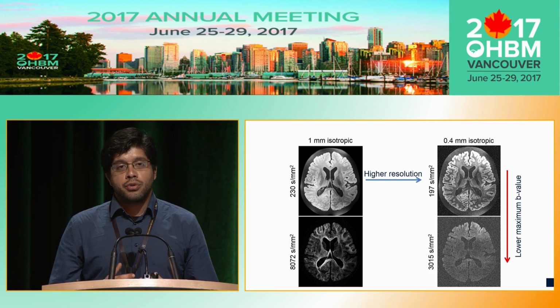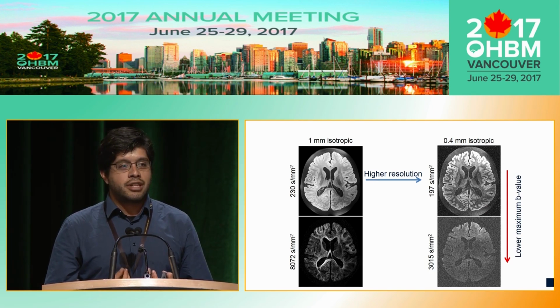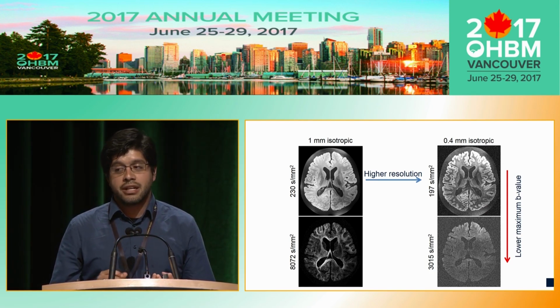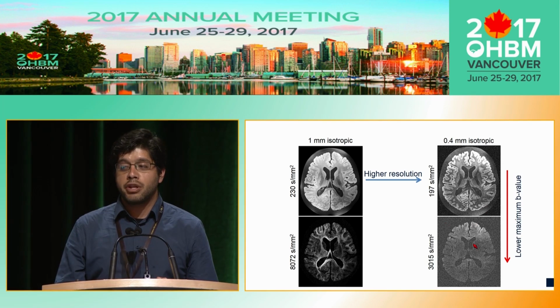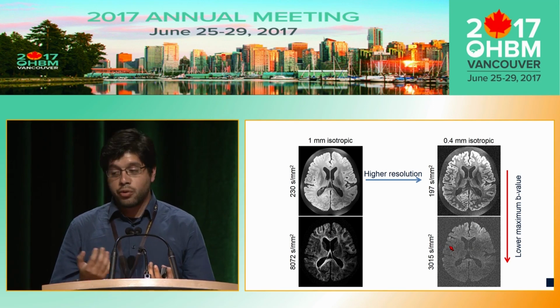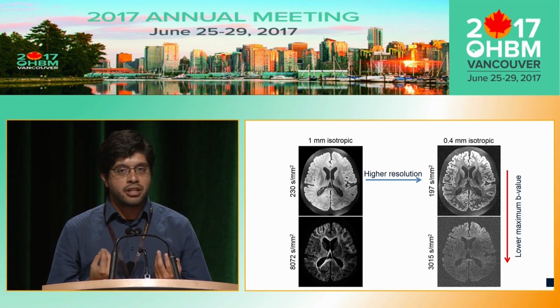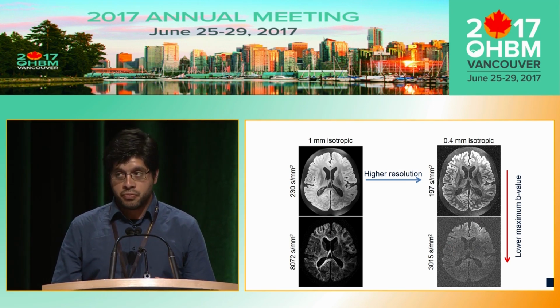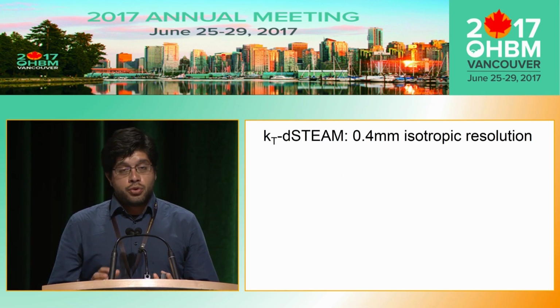However, increasing resolution means we are challenged by the SNR. So the maximum B value that we can achieve now is not as high as for 1 millimeter isotropic, and the SNR already at 3,000 is starting to reach the noise floor. So now, what to do?